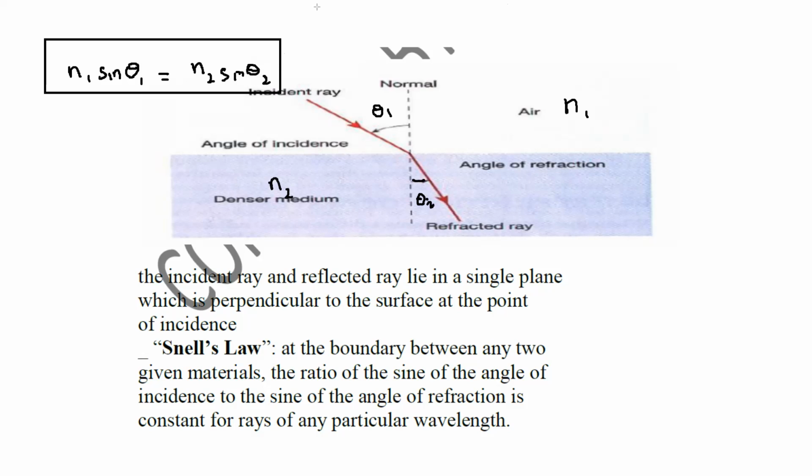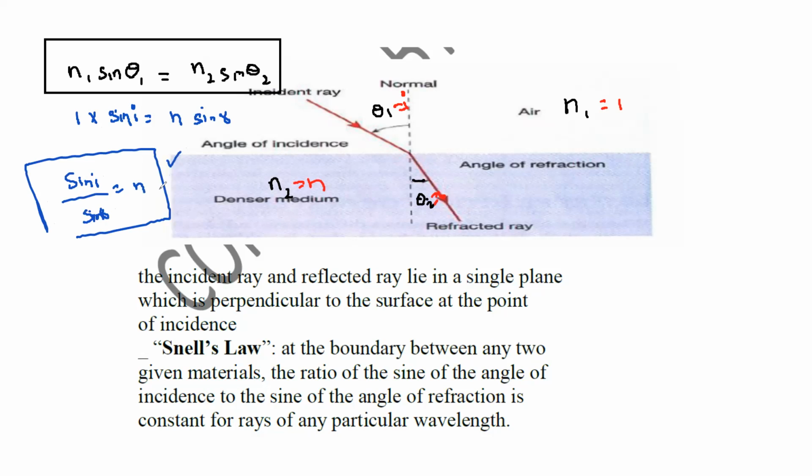So if I say for air, we know the air refractive index is 1, so n1 is 1. What is theta 1? Theta 1 is the angle of incidence. What is theta 2? It is the angle of refraction. And the refractive index of medium 2 is n, for example. So when I substitute the values, n1 is 1, sine theta 1 is the angle of incidence i, n2 is n, and sine theta 2 is r. So sine r is multiplied on one side, on the other side it will be divided. So it will be sine angle i over sine angle r equals n. So you were directly using this formula.